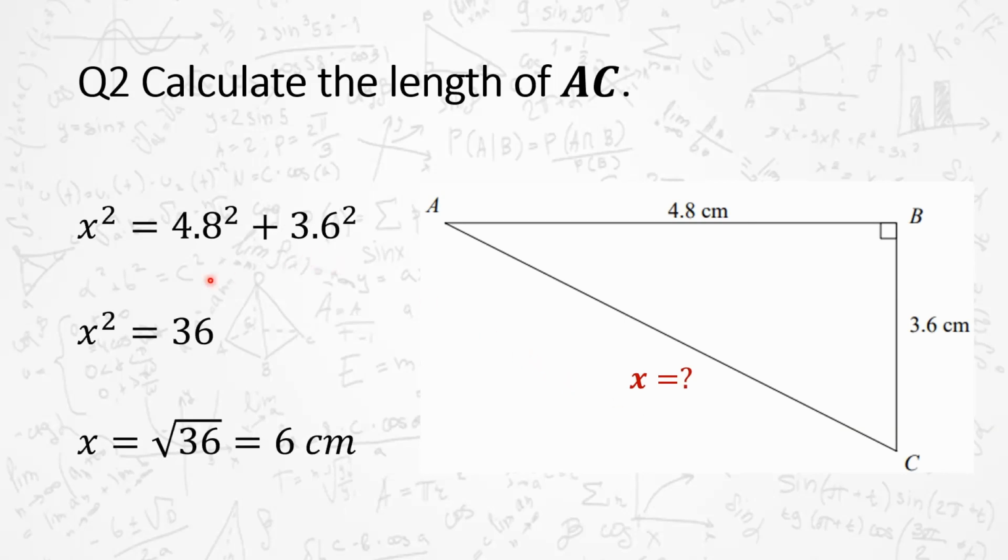X squared equals 4.8 squared plus 3.6 squared. Put in the calculator, I have x squared equals 36. Therefore, to find x, I will need to square root my 36, which is 6 centimeters. That's question 2.